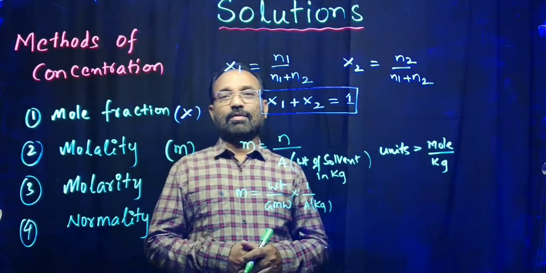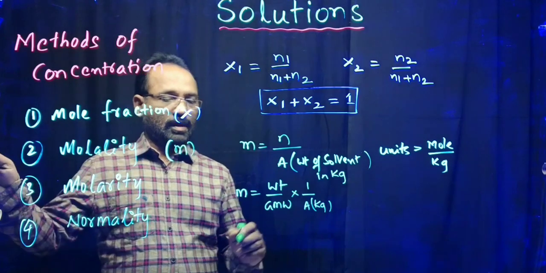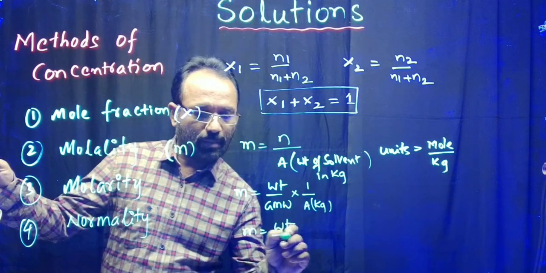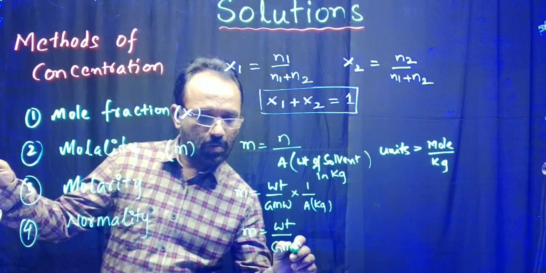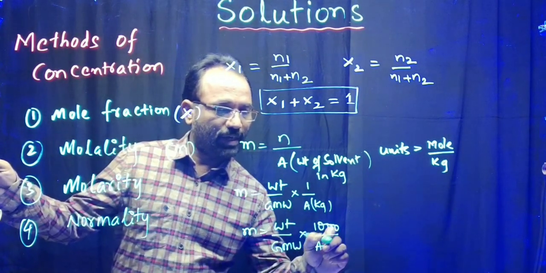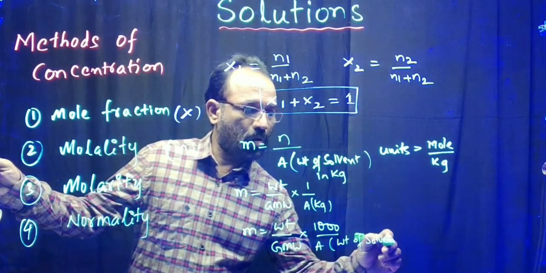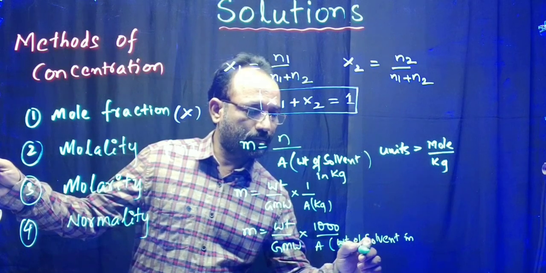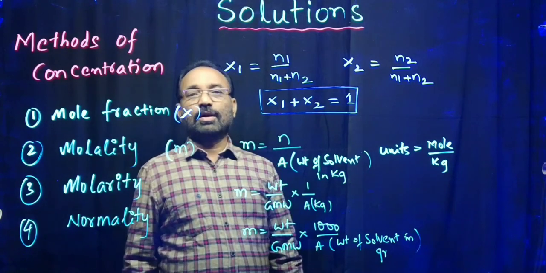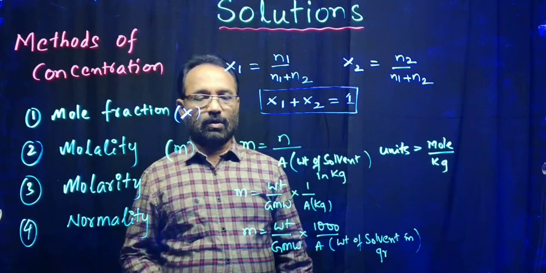And if you take the weight of solvent in grams, this equation will become small m equals weight by gram molecular weight into 1000 by weight of solvent in grams. So this is the molality. Here, what are the units of the molality? Moles per kilogram.